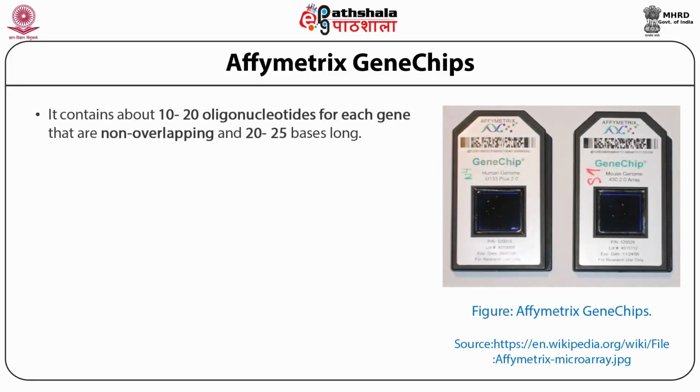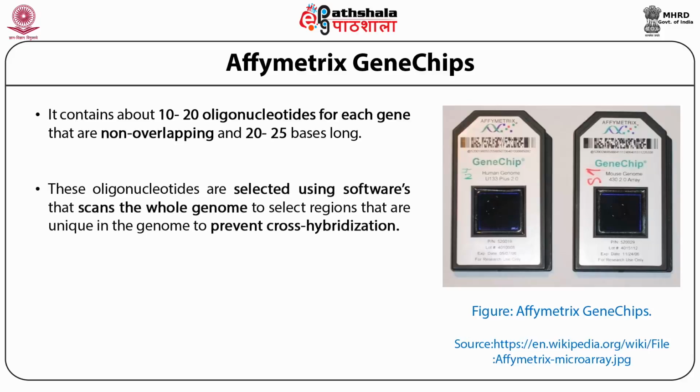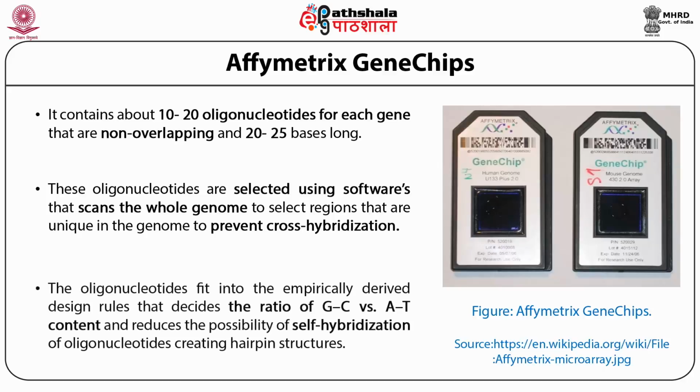Affymetrix gene chips. It contains about 10 to 20 oligonucleotides for each gene that are non-overlapping and 20 to 25 bases long. These oligonucleotides are selected using software that scans the whole genome to select regions that are unique in the genome to prevent cross-hybridization. The oligonucleotides fit into empirically derived design rules that decide the ratio of GC versus AT content and reduce the possibility of self-hybridization of oligonucleotides creating hairpin structures.